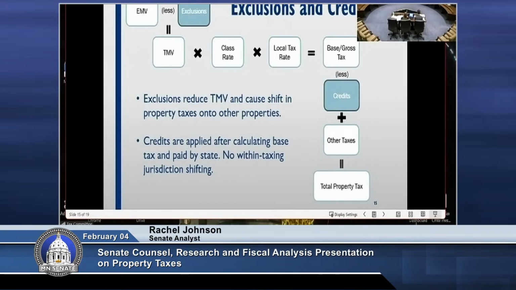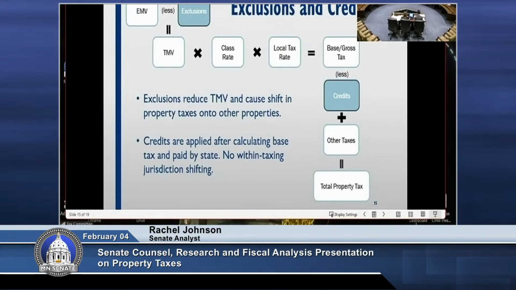Mr. Chair and members, kind of to that point, I said several times, exclusions cause property tax shifts and credits do not. And this is because of how and when they're applied in the tax calculation. So if you look at the top, you'll see taxable market value is computed by subtracting exclusions, and this is simplified, from estimated market value to get that TMV or taxable market value. So if you have two properties and they have equal market value, but one qualifies for an exclusion and the other one doesn't, the property with the exclusion is going to have a lower taxable market value.